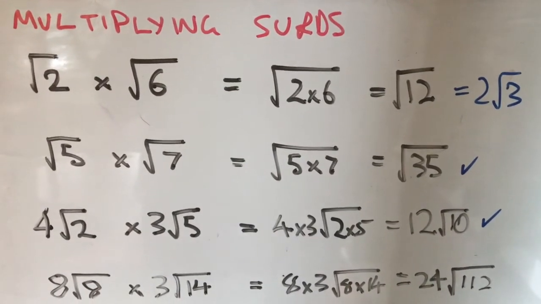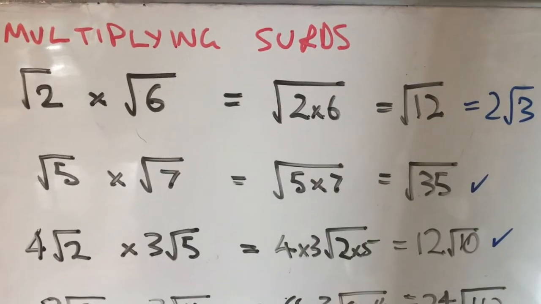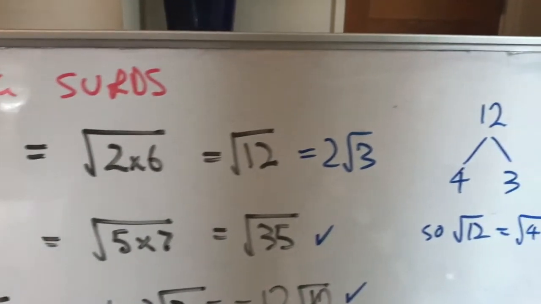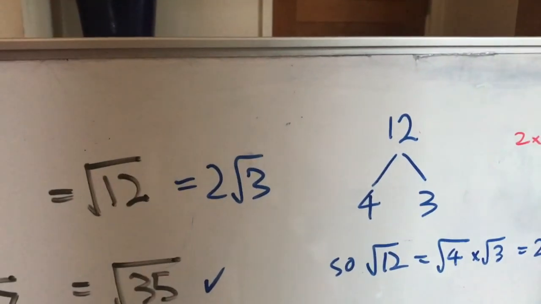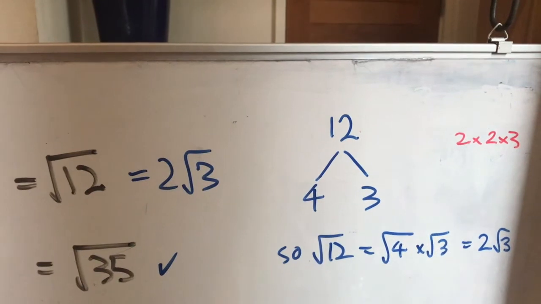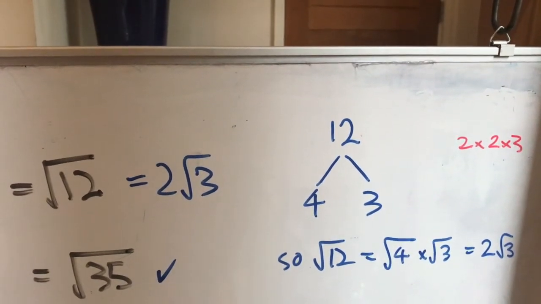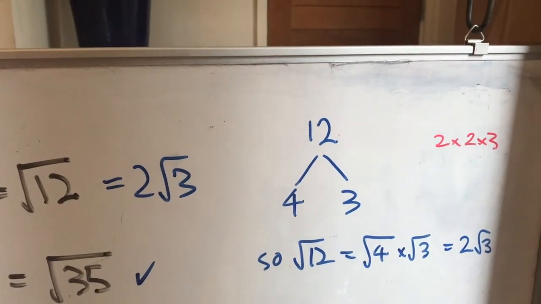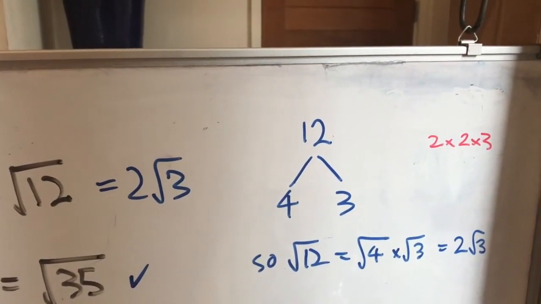Simplifying those wasn't too bad. The first three were quite easy. So we saw in the first one root 12. If we use our trick of drawing up our factor tree, then it pretty simply splits into a square number of 4 times 3, and we can then simplify the root of 4 to give you 2 root 3.